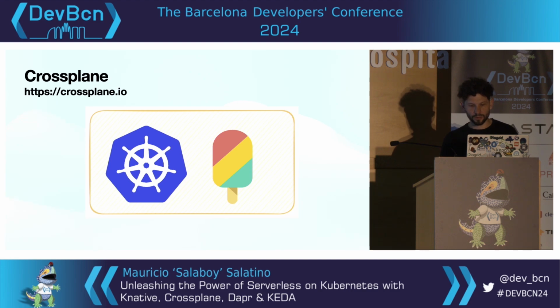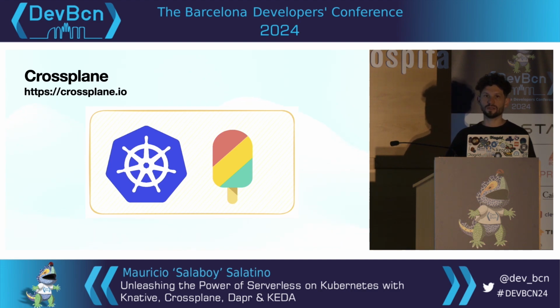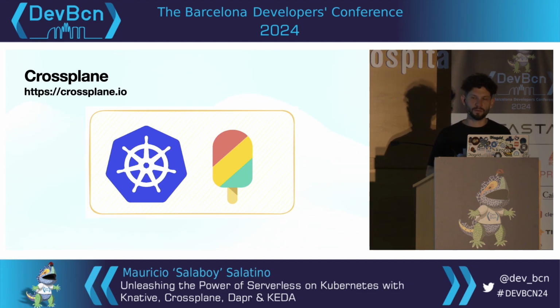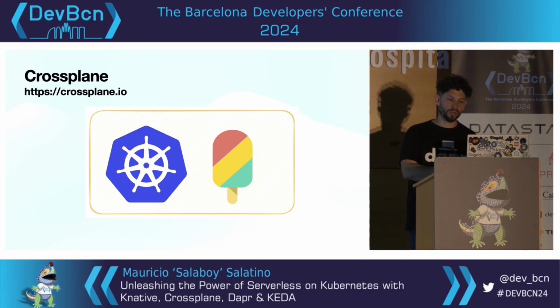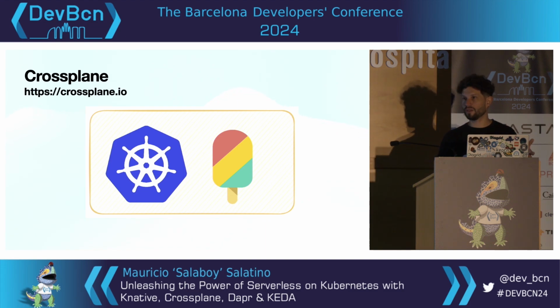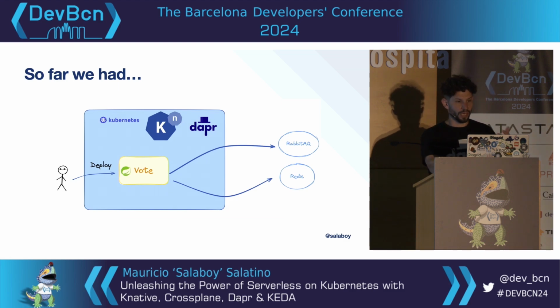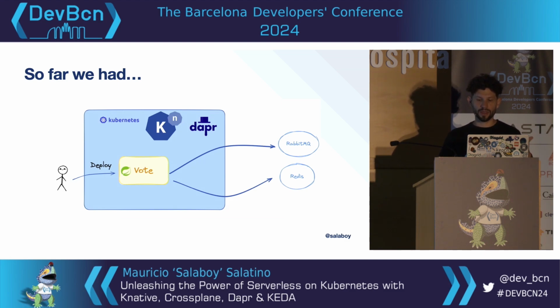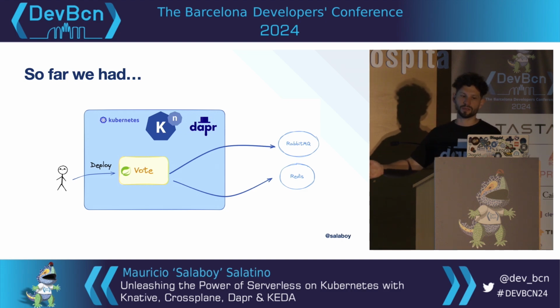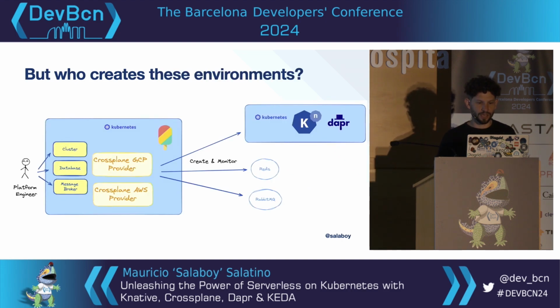I'm usually concentrated on Crossplane because Crossplane extends Kubernetes. And I think that's a very important difference compared with all the other competitors. So for certain use cases, that makes a lot of sense. So again, we had our application running in a cluster. We had Knative and Dapr installed there, and we have a bunch of infrastructure. So who created all that stuff?